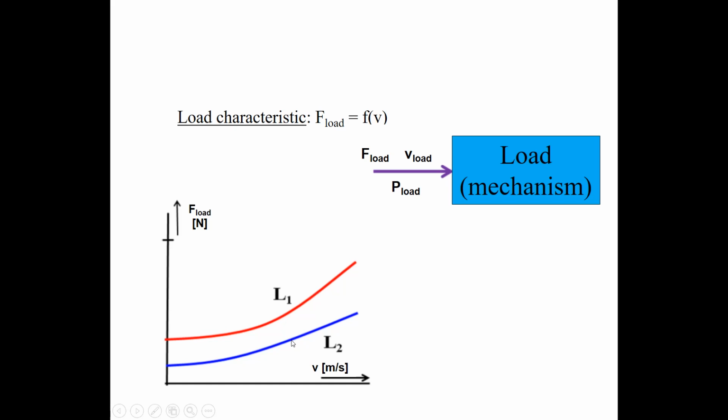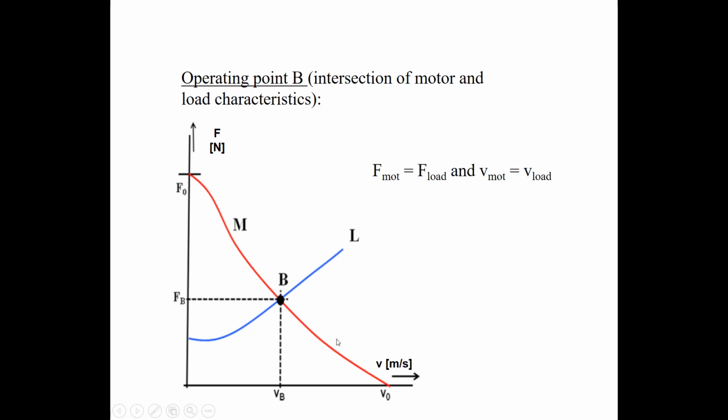Now let's see what happens if we combine the source, the motor, with the load, the mechanism for instance. Then we get the two characteristics in one graph. The red one is the motor characteristic, the source characteristic, and the blue one is the load characteristic, or the characteristic of my mechanism. The intersection point of the two characteristics is point B. In that point, the motor force is equal to the load force, which is this force.